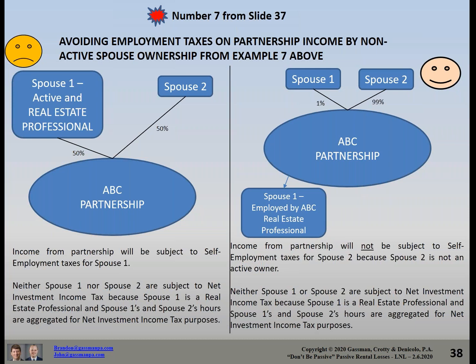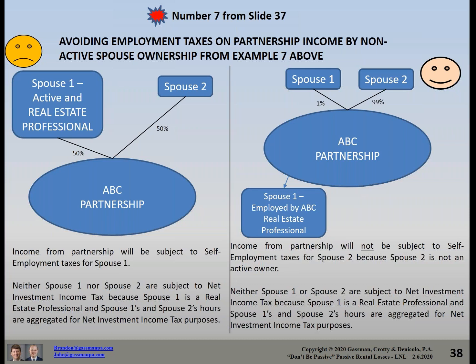Now, what if you had the real estate entity owned 99% by the non-active spouse, and maybe 1% by the active spouse, who's the real estate professional? Then the income attributable to the spouse who is not active is not subject to self-employment tax, because spouse one's activity isn't attributed over to spouse two. So spouse two isn't considered to be an active owner, and is not subject to self-employment tax. But for purposes of the NIIT, spouse one and spouse two's hours are aggregated together, and you would get outside of the NIIT.